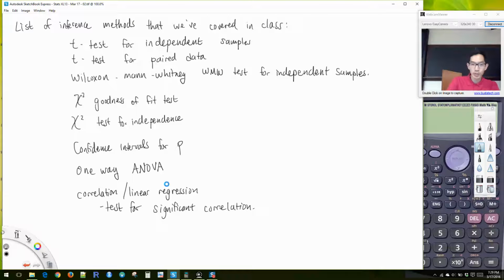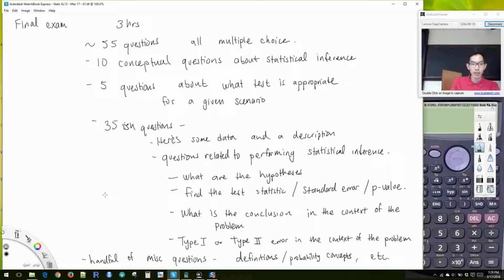You are allowed to have a note sheet, okay? You have a sheet of notes. So this will be just letter size, front and back. Yes, question?